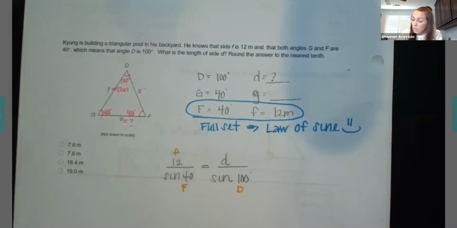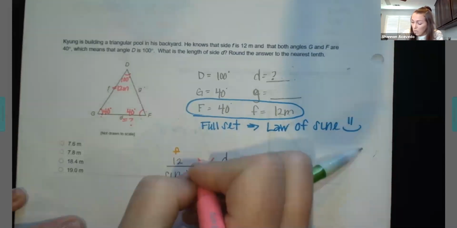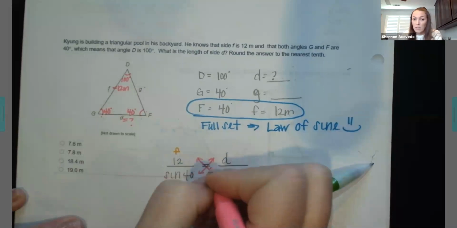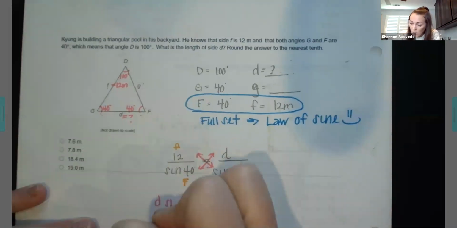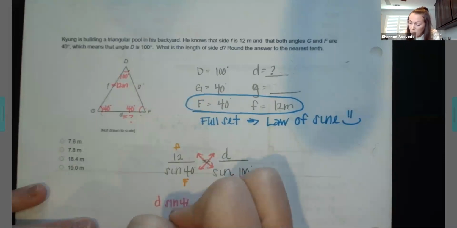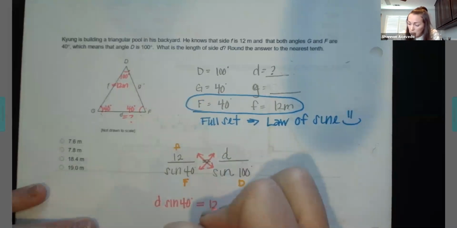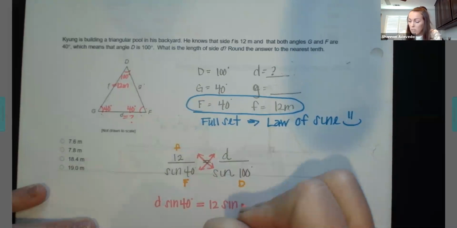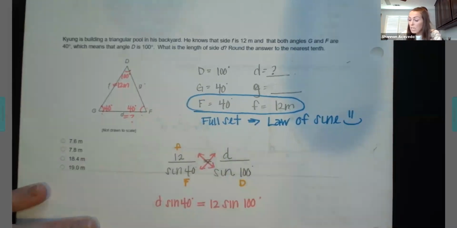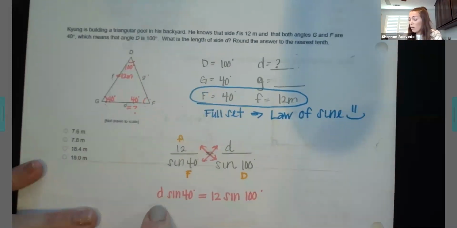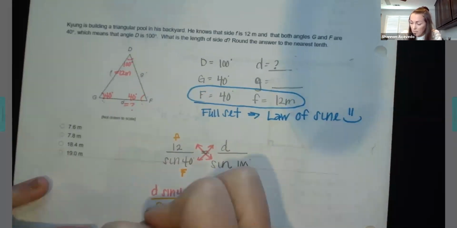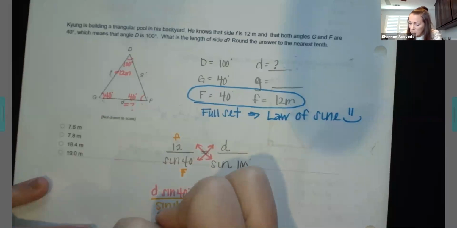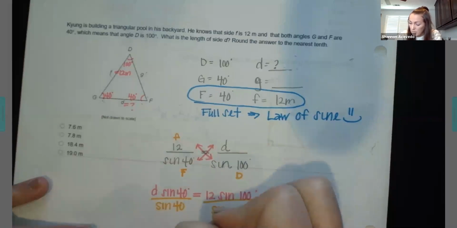My next step is going to be to cross multiply. So I multiply diagonally, and when I do that, I get D times sine of 40 degrees is equal to 12 sine of 100 degrees. And if I want D, then I got to get rid of the sine of 40, so I'm going to just divide both sides by sine of 40 degrees, sine of 40 degrees.